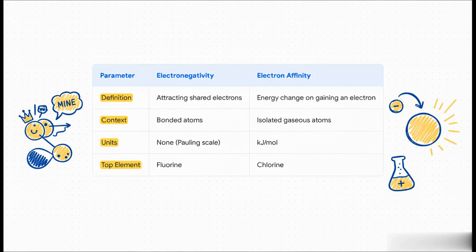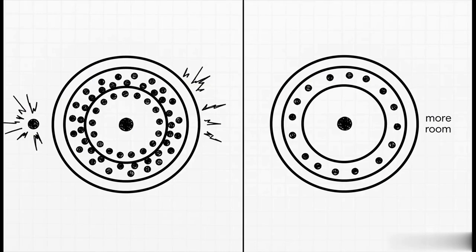It's a relative ranking, not a measurement, so it has no units. Electron affinity, on the other hand, is the actual measurable energy change that happens when a single, isolated atom floating around as a gas gains one electron. It's a real energy value. So one is about sharing, the other is about gaining. Big difference. And this brings us to that famous exception that trips everybody up.